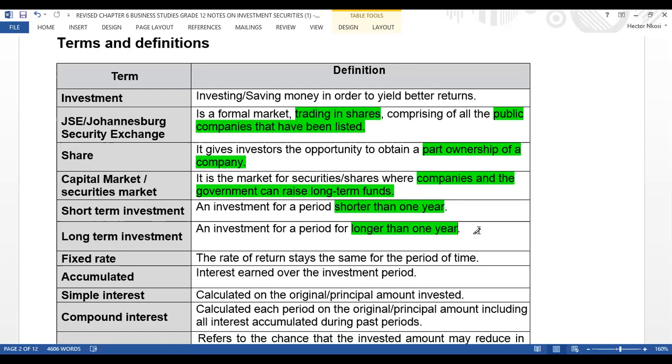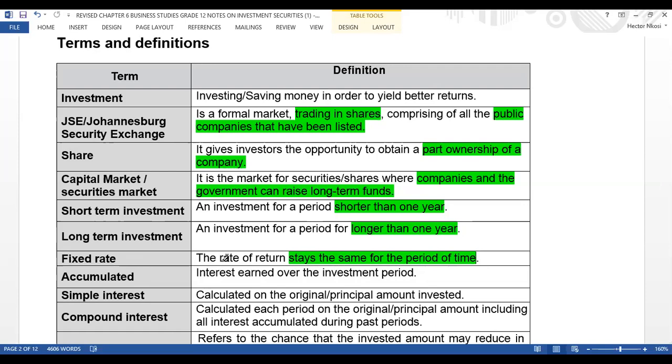Then now let's speak about the fixed rate. We know the word fixed, boys and girls. It means unchanged or constant, an independent rate, but it's your constant rate. It doesn't change. The rate of return stays the same for the period of time, and that's what we mean by fixed rate. Sometimes banks do give you a fixed rate, and it's always safer to get a fixed rate than a variable rate.